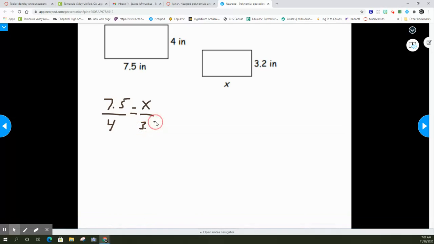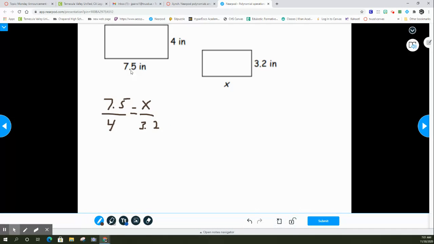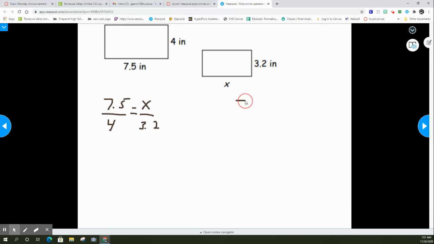All right, so as long as the corresponding parts are both on top, that works. 7.5 corresponds to x, they're both on top, right? So the same shape is one ratio over the other shape, with corresponding parts in the same spot. Or you can set up the ratio with the corresponding parts, because 7.5 corresponds with the x, and then the 4 corresponds with the 3.2.